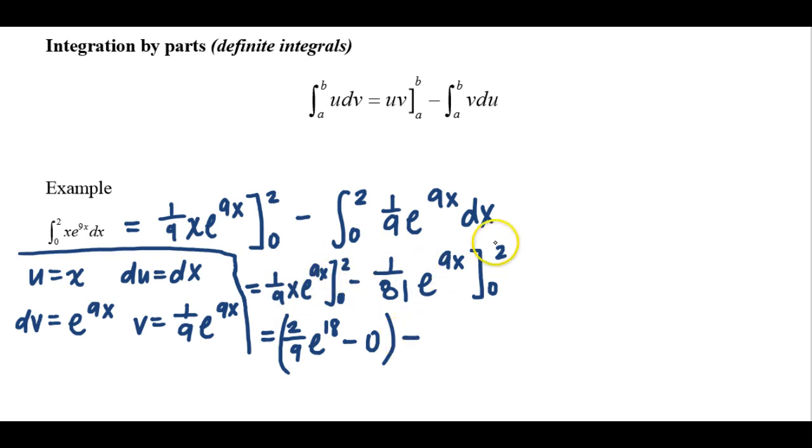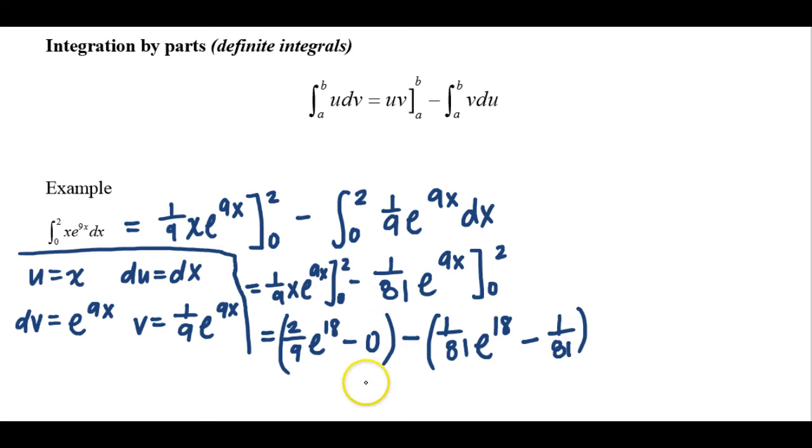And now we're going to do minus, plugging in the 2. So we'll get 1 over 81. So I'm going to leave this minus here on the outside. So 1 over 81 e to the 18, and then minus if I substitute in 0. So now I won't get 0 because if I plug in a 0 to the e function, anything to the 0 is 1, so I will get 1 over 81. Whoa, I don't know why I did that. 1 over 81, and then close parentheses.